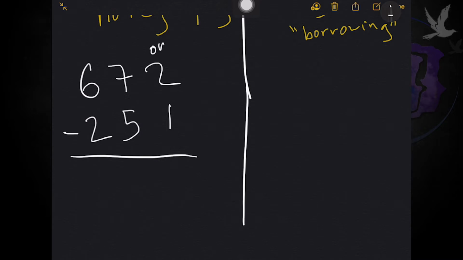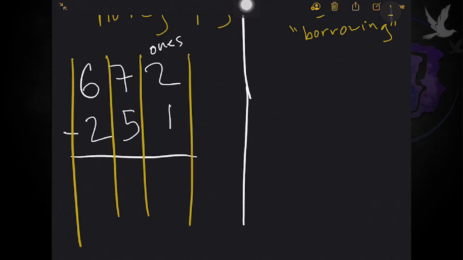Always start with the ones place. Okay, always tayo nag-uumpisa dyan. Always take note of that. Always start there. Okay, place value by place value. 2 minus 1 or 2 take away 1. If you have 2 on your fingers and you take away 1, how many is left? You have 1.